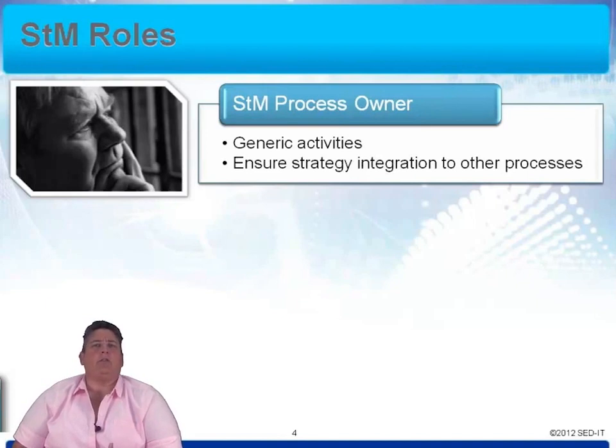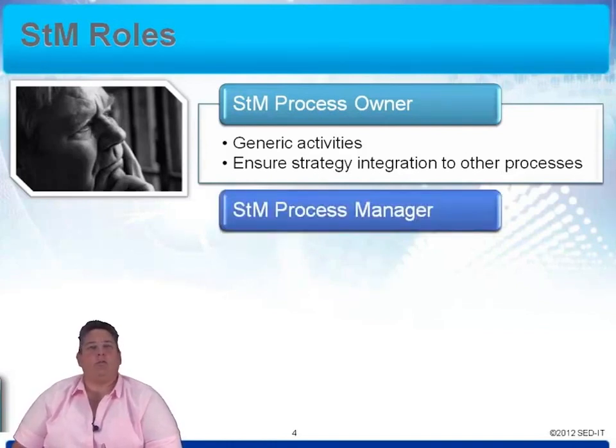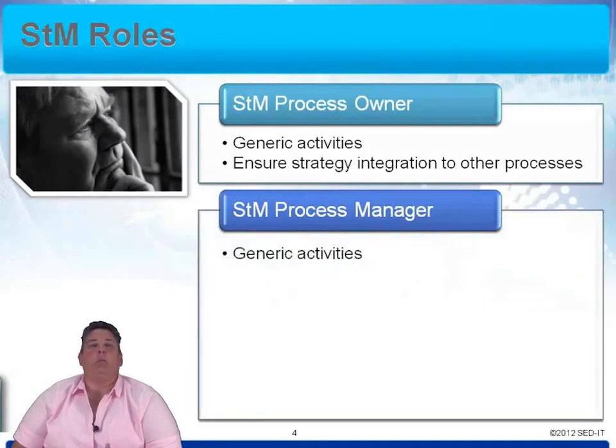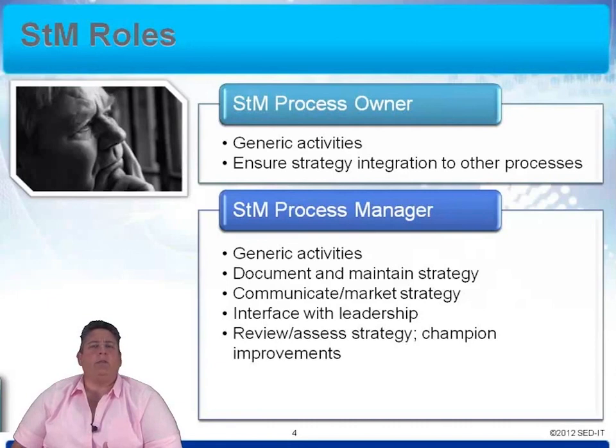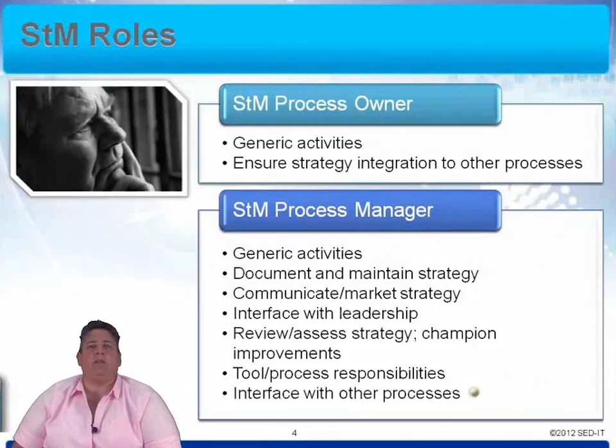And also they'll ensure that the strategy is integrated properly to the other processes across the service provider organization. The strategy management process manager will perform their generic set of activities, as well as they'll document and maintain the strategy as it's designed and developed. They'll communicate and market the strategy. They'll interface with the various leadership roles and review and assess the strategy, as well as champion its improvements. They'll be responsible for the tool and process development and improvements, as well as the interfaces with the other processes.